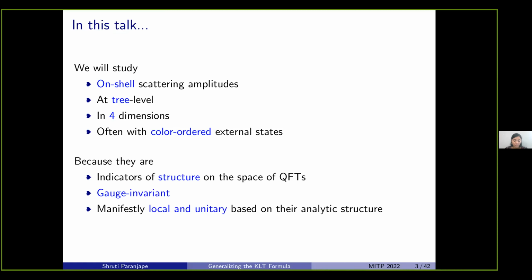I don't think I need to motivate it to this audience, but the main reason that I want to use scattering amplitudes is to understand some structure in the space of quantum field theories. That structure will be the double copy structure. But I really want to think of it as a map on the space of quantum field theories. And of course, scattering amplitudes are nice because you can check whether they come from a local unitary theory based on their analytic structure, a fact that we'll use a lot. And of course, they're gauge invariant.